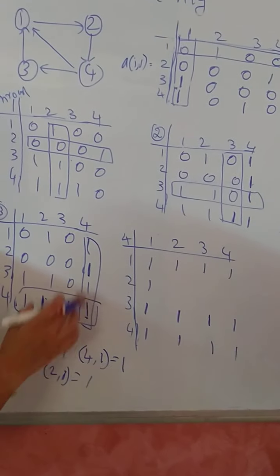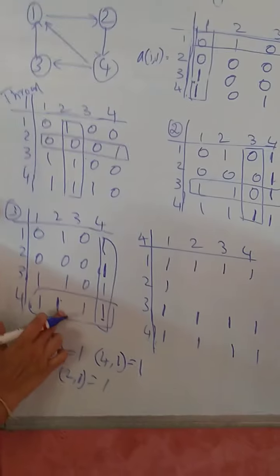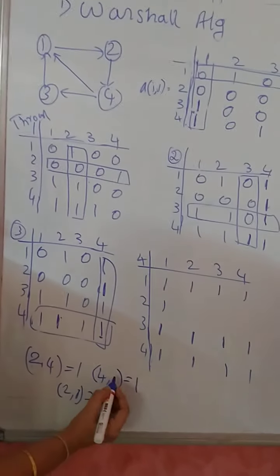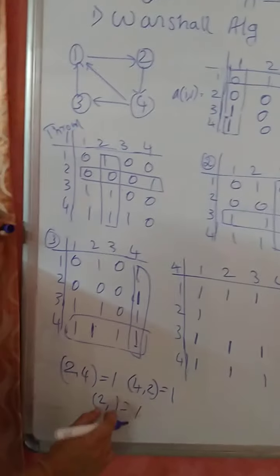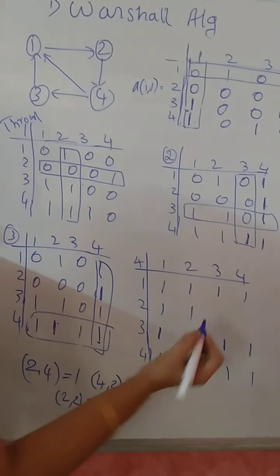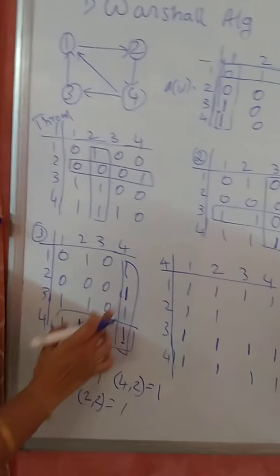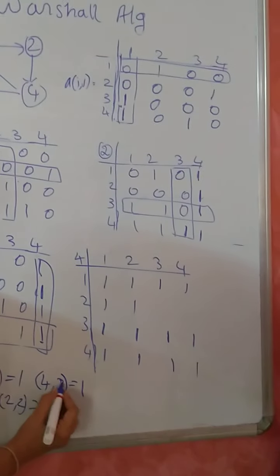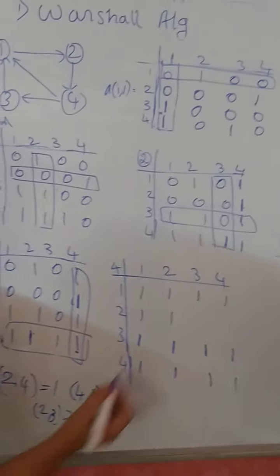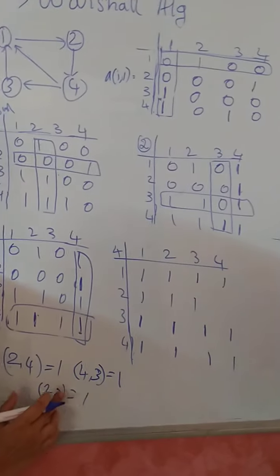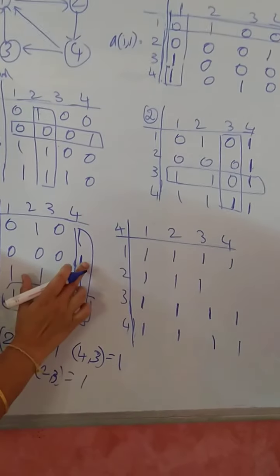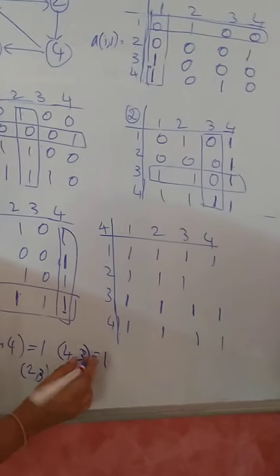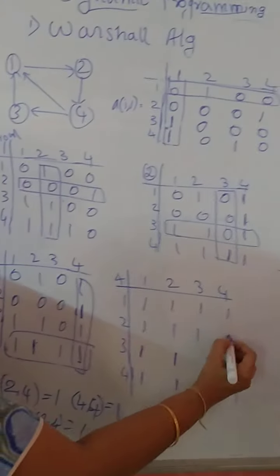Again, I will repeat this one with this one. This one means 4 to 2, therefore 2 to 2 will be 1. Then I'll repeat this one with this one. This one means 4 to 3, so 2 to 3 will be 1. Again this one, I'll repeat with this one. 4 to 4, 2 to 4 will be 1.